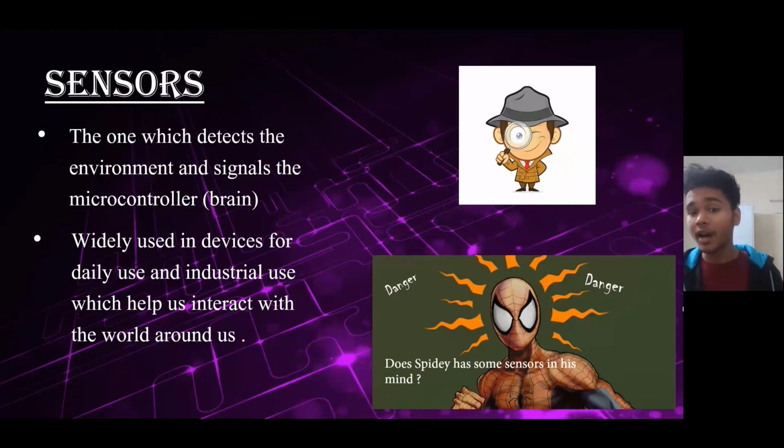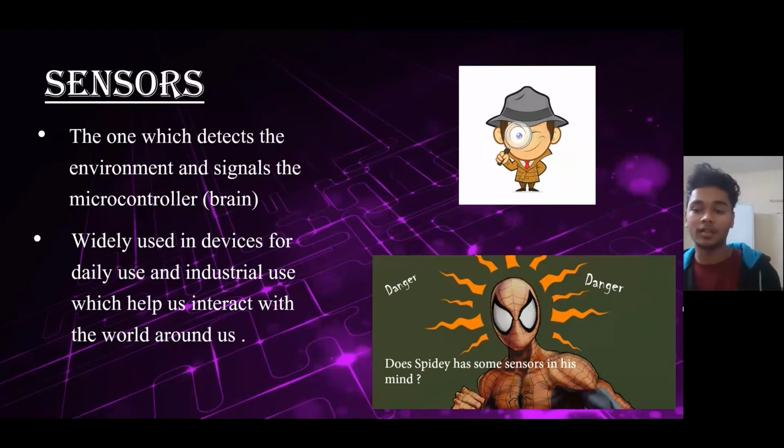There are many possibilities. Still, sensors are widely used in devices around us, which are used in our daily use or industrial use. Sensors are present in our mobile phones, in our refrigerators, in cars, and various other devices. These sensors help us interact with the world around us.